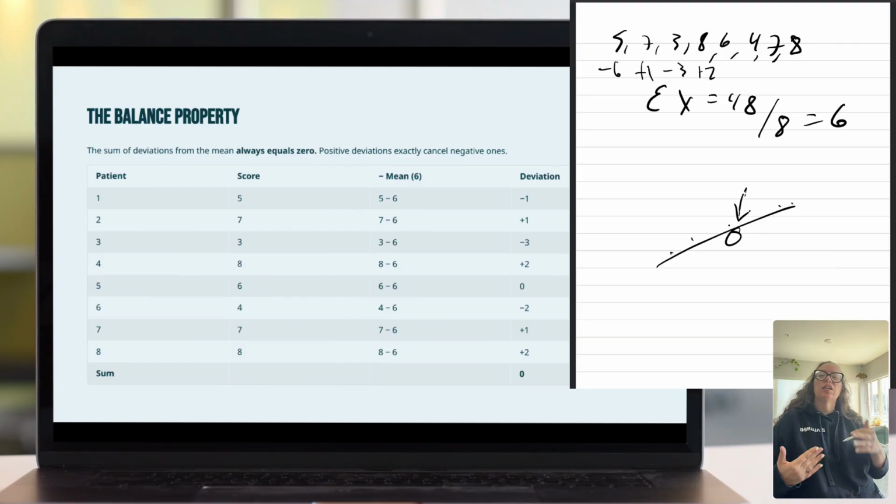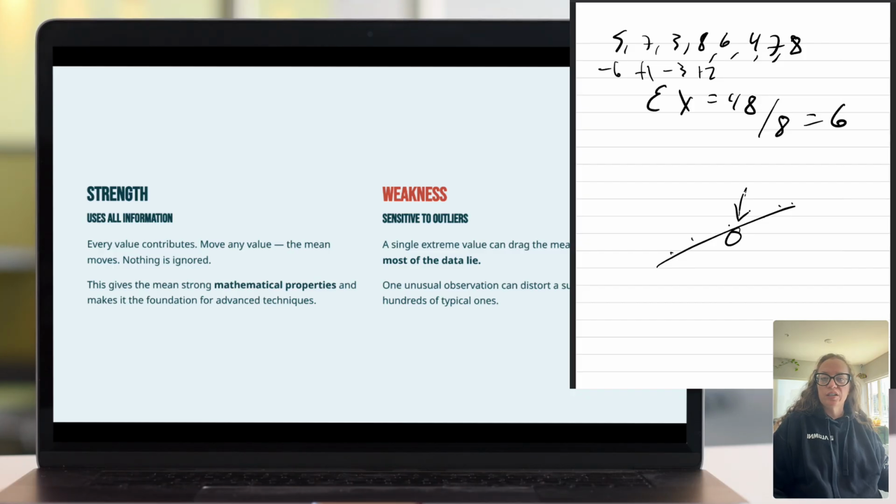The strength of this is that it uses all information because the mean is the balance point. Every single value in your data set affects it. Nothing is ignored. Move any value and you move the mean. When you're trying to summarize an entire distribution, this is a good thing. You want a summary that takes everything into account. The mean does that.